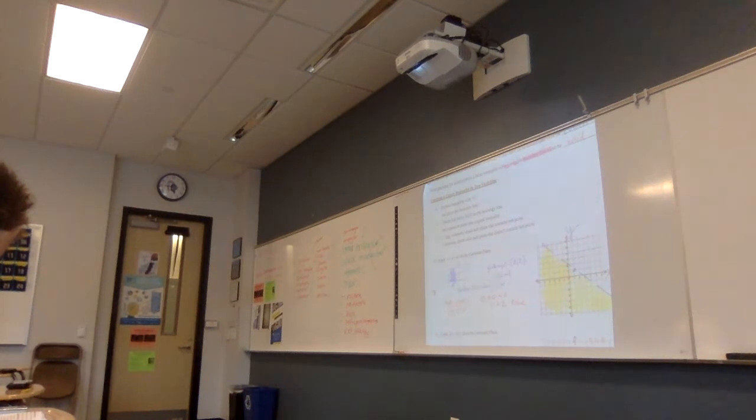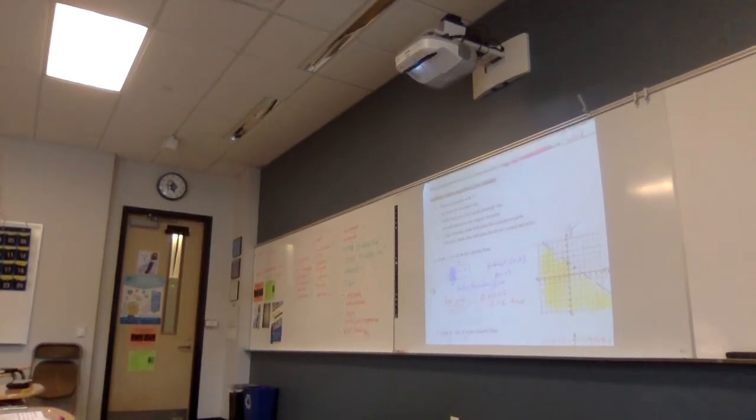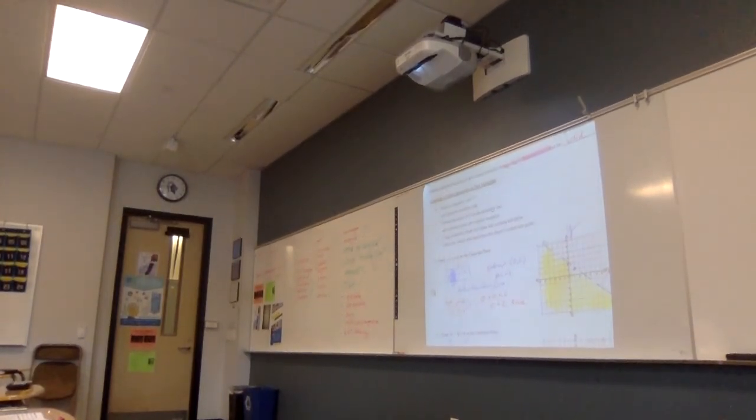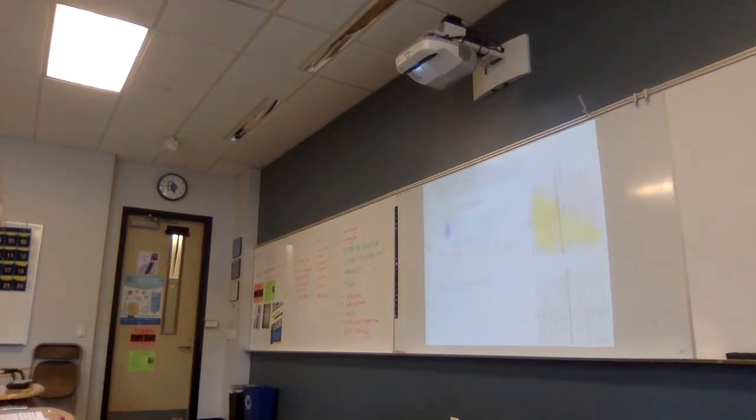Let's try another one. I have a linear inequality in 2 variables. I need to put it in slope-intercept form. I'm going to subtract 2x from both sides. I'm going to get negative 3y is greater than or equal to negative 2x plus 6. Scroll down. Tell me the next step.